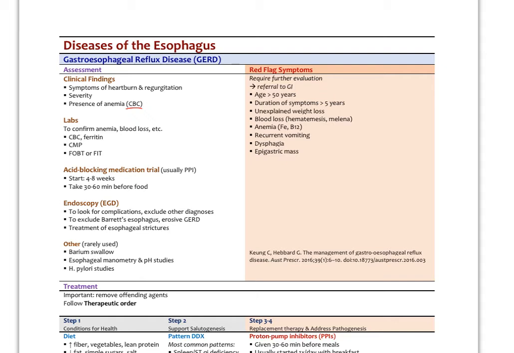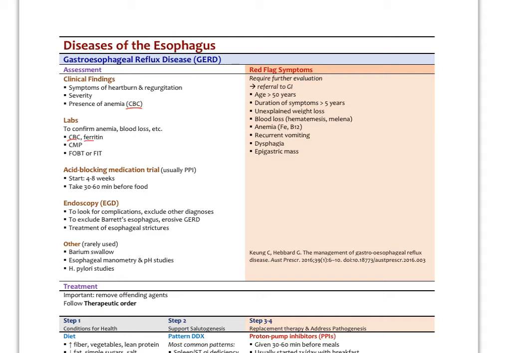So using a CBC, complete blood count, to confirm anemia. Again, anemias are many different types, but the most common one here would be from an iron deficiency. You can also have a B12 deficiency or folate deficiency anemia. Then there are many other types of anemias from chronic blood loss, things like that. We'll get into that when we discuss hematology. But here we're focused more on iron, B12, and folate.